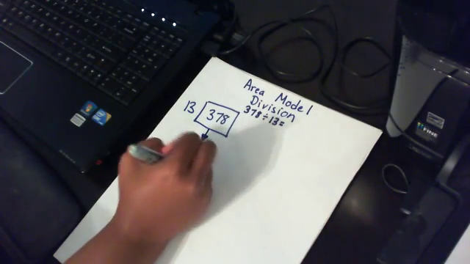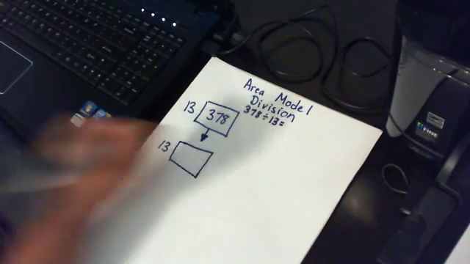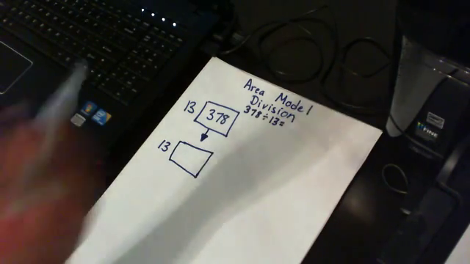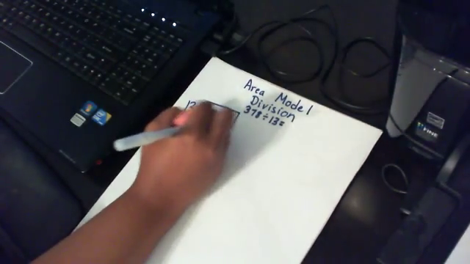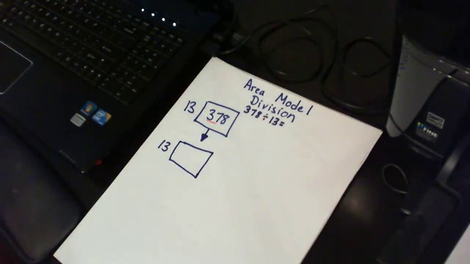Now, using my knowledge of my 13 multiples, I know 13 times 1 is 13. 13 times 2 is 26. 13 times 3 is 39. So we're trying to get as close to the first two numbers as possible. And in this case, it will be 13 times 3.